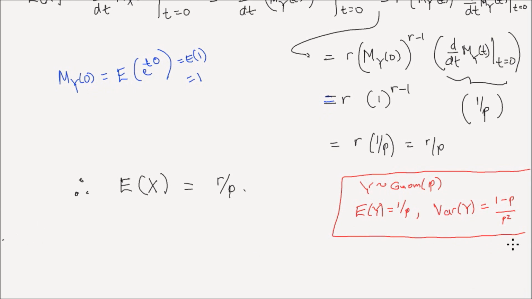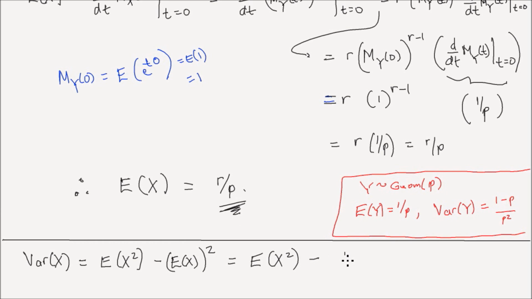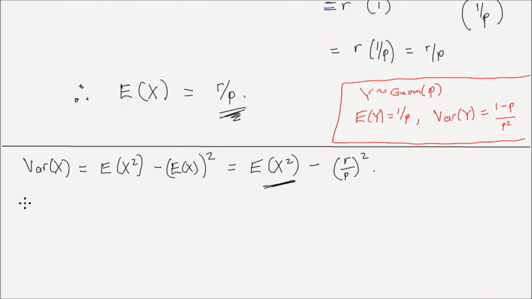Okay, so what's the variance of a random variable? The variance of a random variable X is equal to the second moment, which is the expected value of X squared, minus the first moment squared. So that's minus the first moment, which is expected value of X, whole squared. We know the first moment. So this is the second moment, expected value of X squared, minus r over p quantity squared. So if I can find that second moment, then I am done. I know the variance. And that's exactly what I'm going to do. I'm going to find out the second moment.